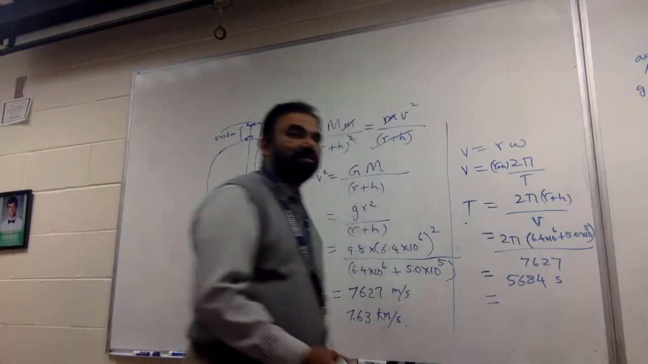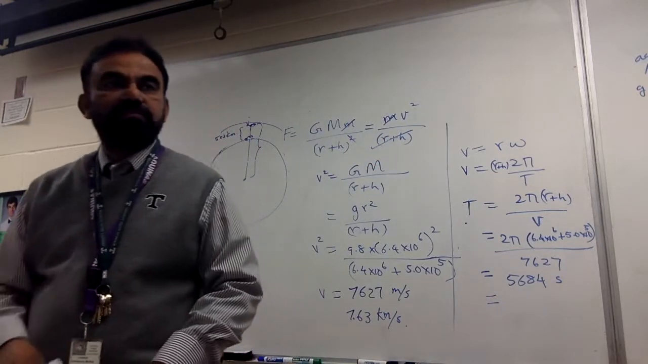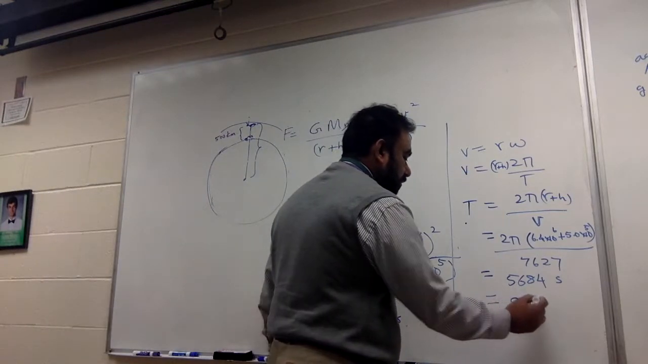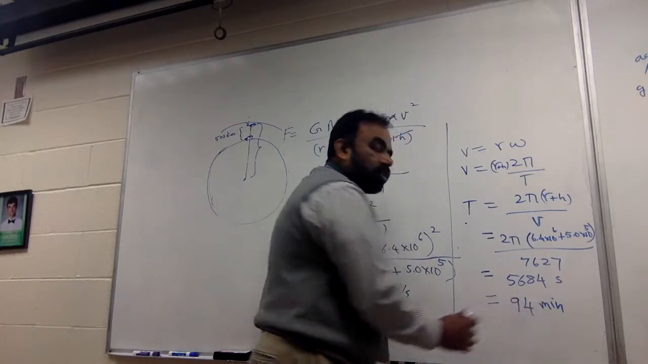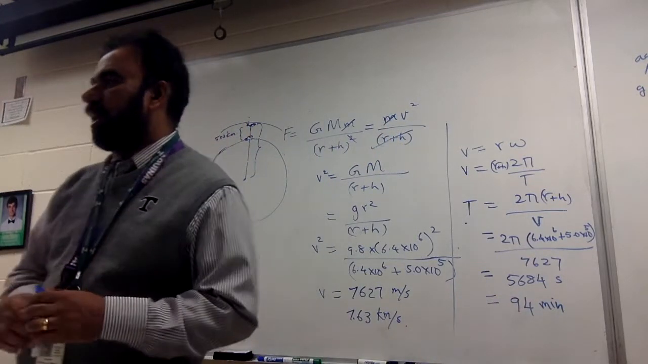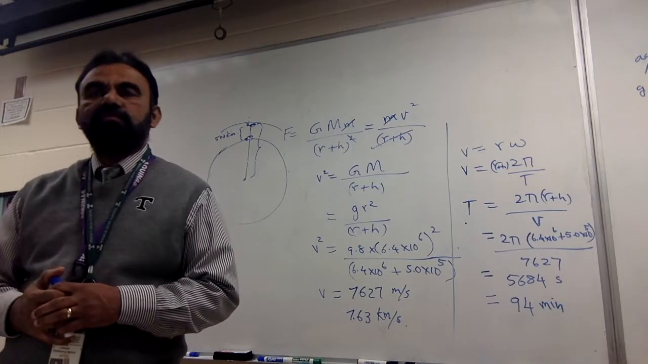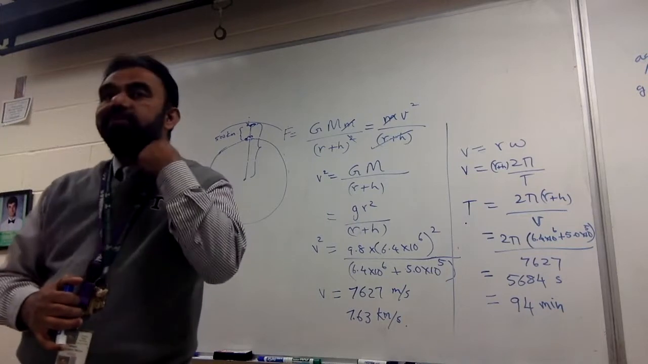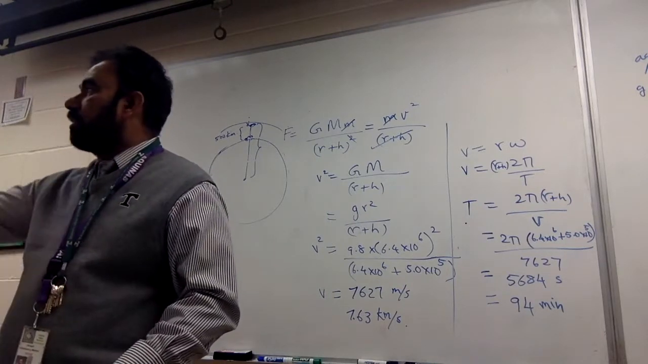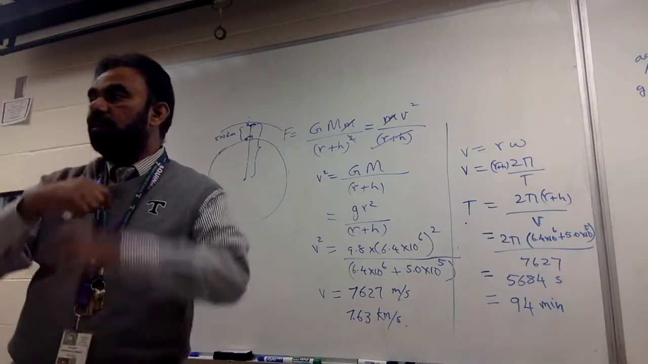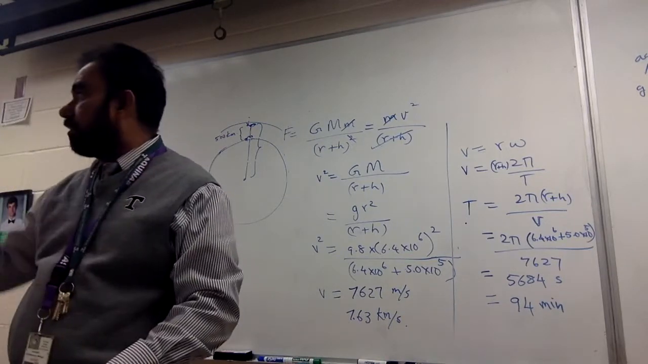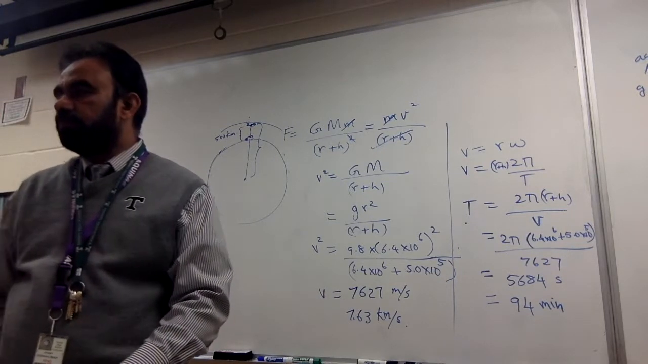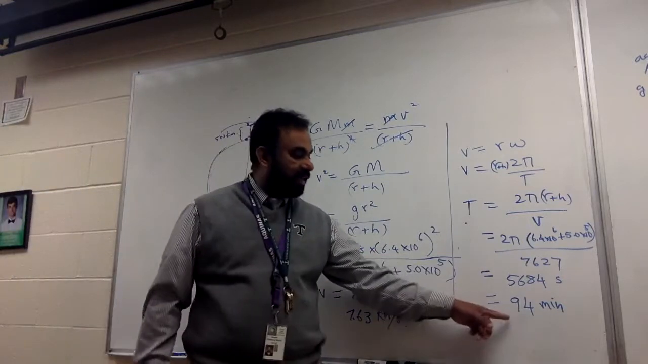Can you tell me how many minutes it is? 94 minutes. So it's a little over 1.5 hours. So if it crossed at 10 o'clock above your head, it will come back again after spinning around the earth at 11:30. Right? So the time period of that satellite is 94 minutes.